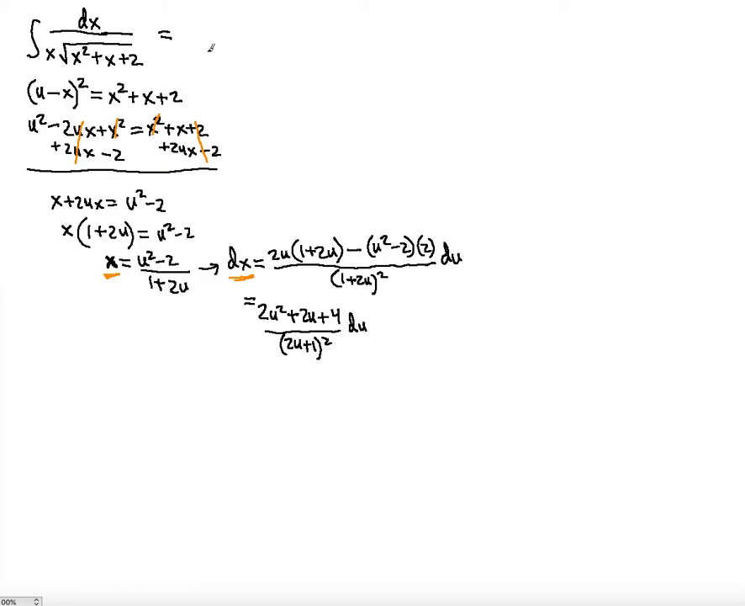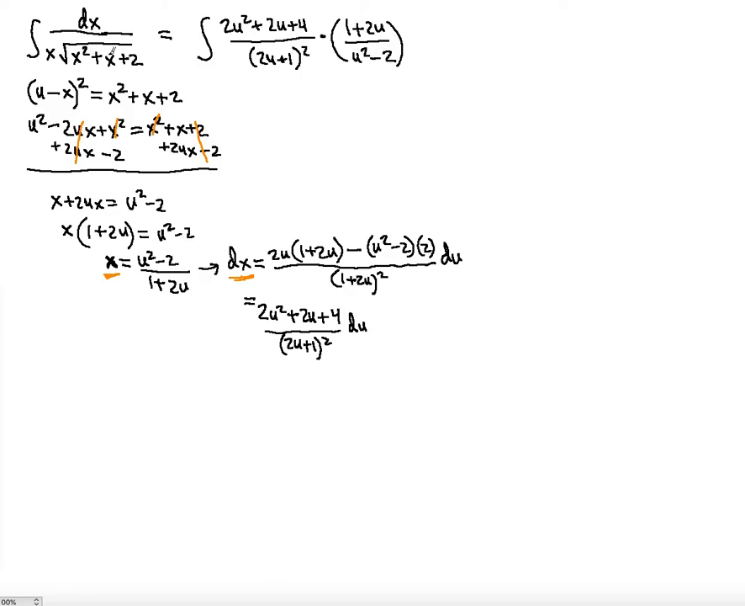So what is the integral that we're going to have so far? The dx is found here: 2u squared plus 2u plus 4 over 2u plus 1 squared. Let's leave the du until the end because we're going to have it anyway. What is going to be the x? The x is this, but the x is in the denominator, so we have to flip this fraction so that it winds up on the top: 1 plus 2u divided by u squared minus 2.